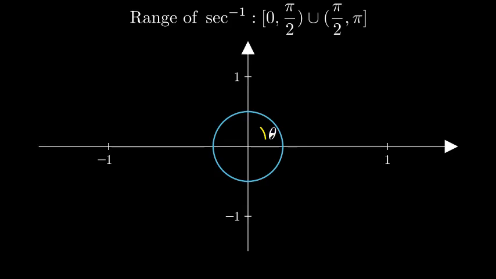Remember, secant is the reciprocal of cosine, which is the adjacent over hypotenuse. So we're looking for an angle where the ratio of the hypotenuse to the adjacent side is square root of 2. Let's set up our equation.